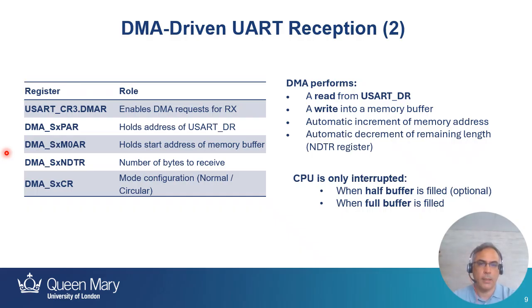The DMA SxNDTR sets how many bytes will be transferred, and the DMA SxCR configures the DMA mode, such as normal or circular mode. Once these registers are configured, the DMA hardware takes over the data movement. So the CPU is only interrupted when a half buffer is filled, which is optional, or at the end when a full buffer is filled. So let's move on to the DMA modes.